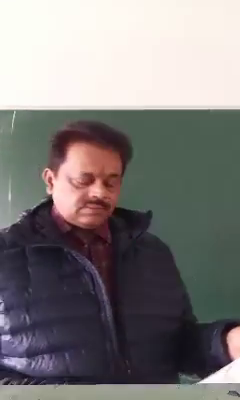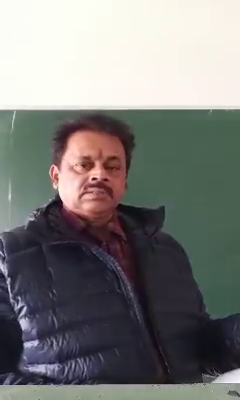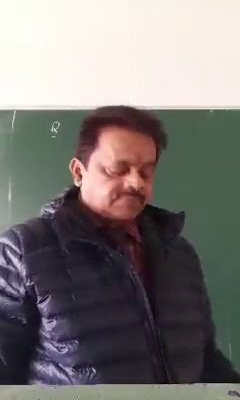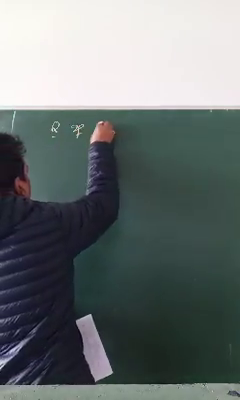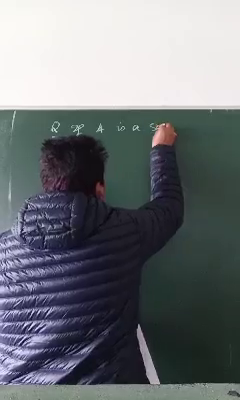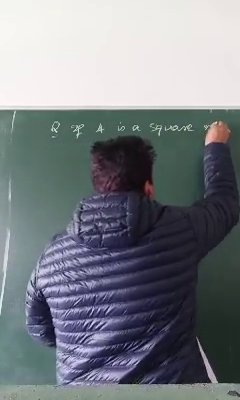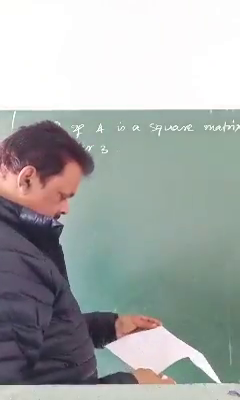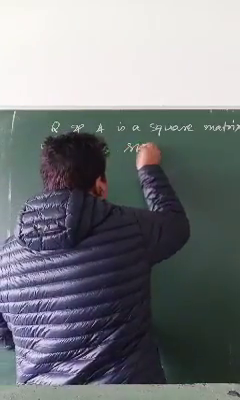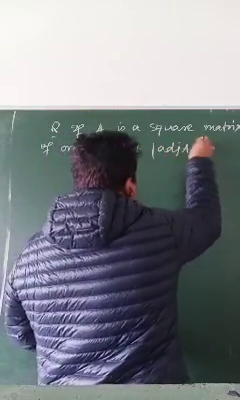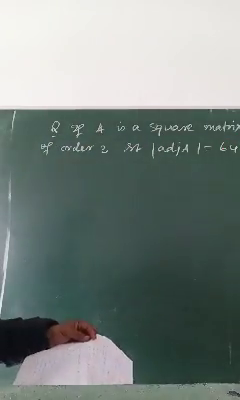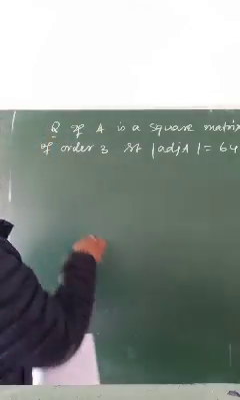So we'll continue the revision of matrices. See the next question. If A is a square matrix of order 3 such that the determinant of adjoint of A equals 64, then find the determinant of A.